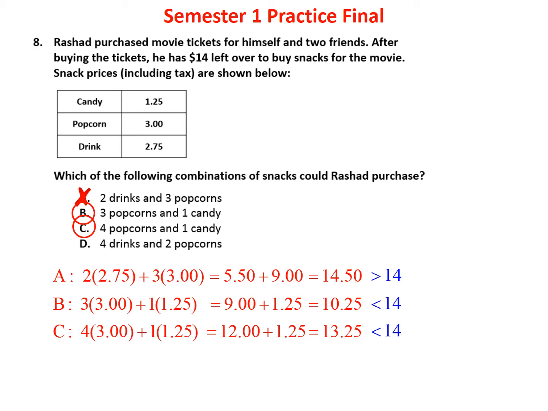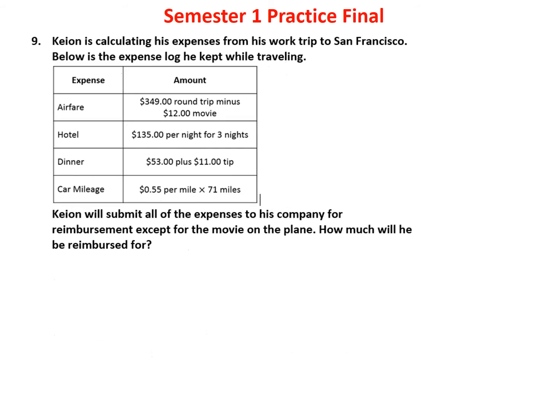Finally, we have 4 drinks and 2 popcorns. Well, 4 drinks, each drink is $2.75 plus 2 times $3, so we have $11 plus $6. Well, that's $17, and that's much more than 14. So D would not be a possible answer. And so the answers for 8 are B and C.